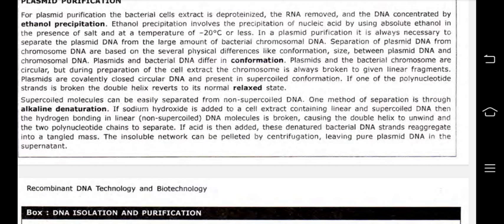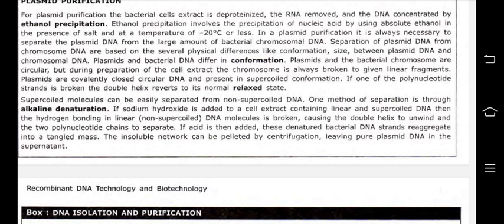In a plasmid purification, it is always necessary to separate the plasmid DNA from the large amount of bacterial chromosomal DNA. Separation of plasmid DNA from chromosomal DNA is based on several physical differences, like conformation and size. Plasmids and bacterial DNA differ in conformation. Plasmids and the bacterial chromosomes are circular, but during proper preparation of a cell extract, the chromosome is always broken to give linear fragments.